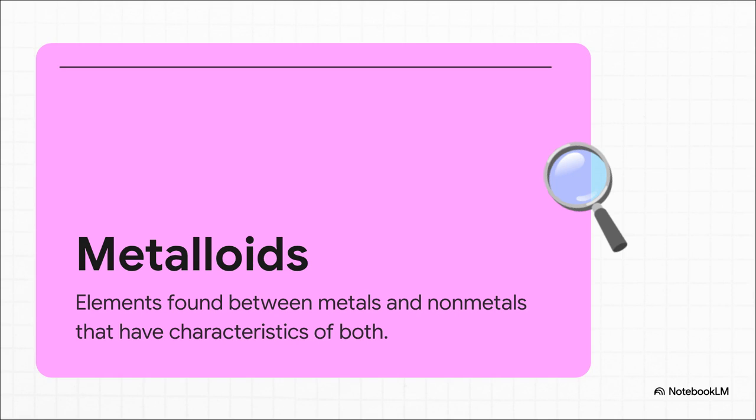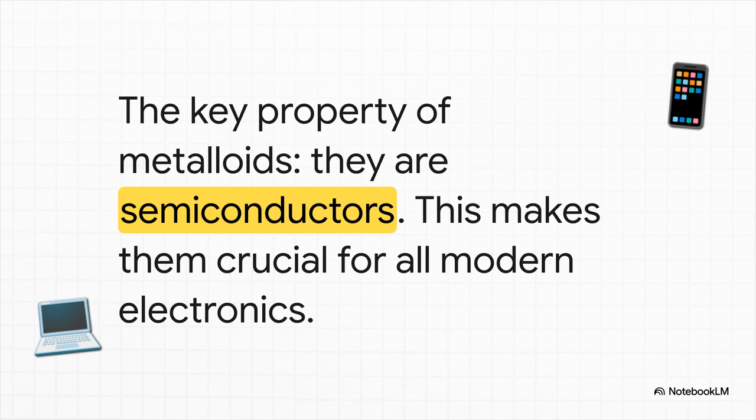and their location on the map tells you everything you need to know. They've got properties that are a little bit metal and a little bit nonmetal. They're the in-betweeners. And that in-between status gives them a superpower. Metalloids are semiconductors. That means they can be told when to conduct electricity and when not to. And that one property, that's the magic behind every single piece of modern electronics. Your phone, your computer, they all run on metalloids.